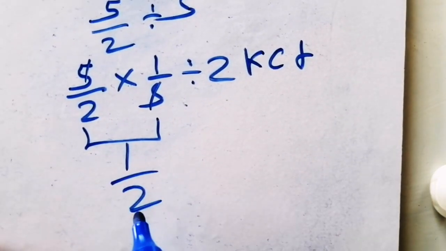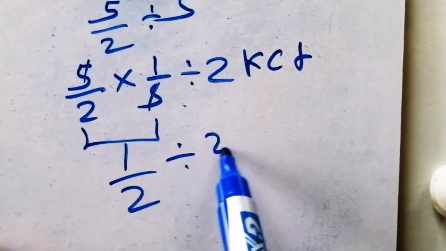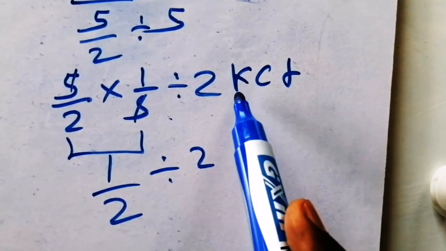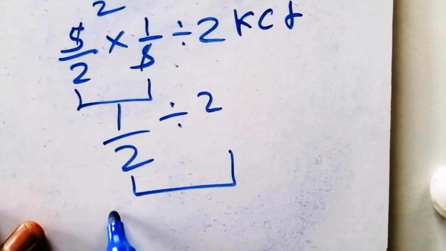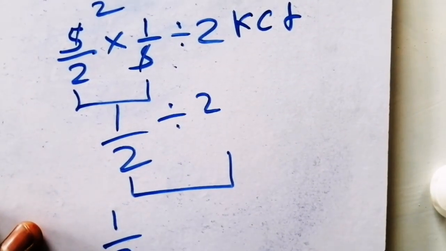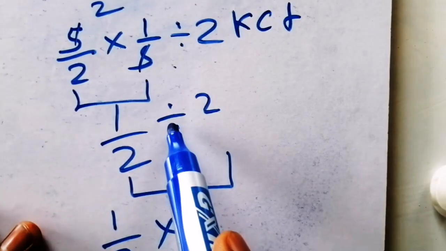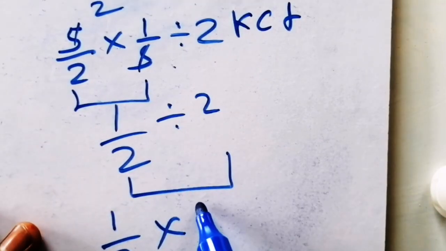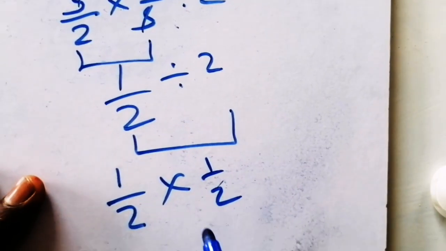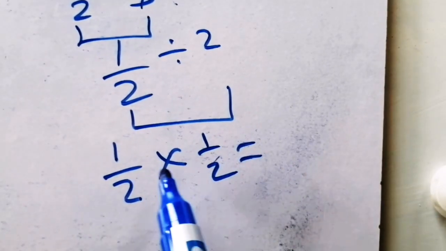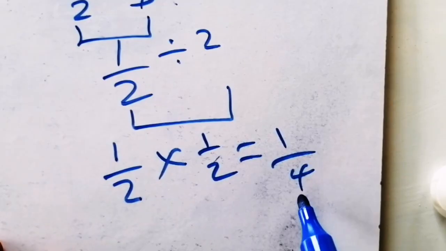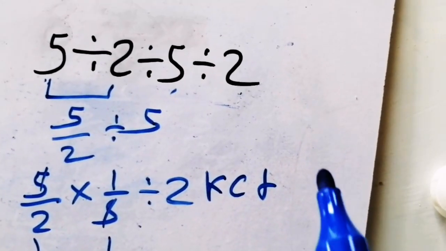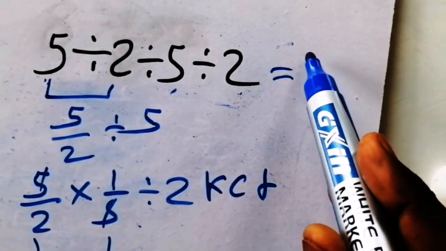Okay, it is just 1/2, then divide by 2. Then here, also according to the KCF rule, we have to keep the first fraction 1/2, then change this division into multiplication, and flip 2 to 1/2. Okay, then 1/2 times 1/2, which equals 1 times 1, which equals 1, 2 times 2, which equals 4. Okay, therefore this is the final answer of this problem. Therefore the final answer of this problem equals 1/4.